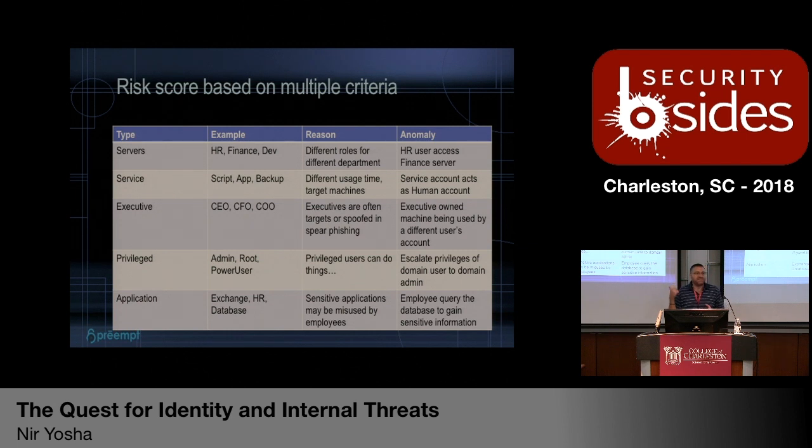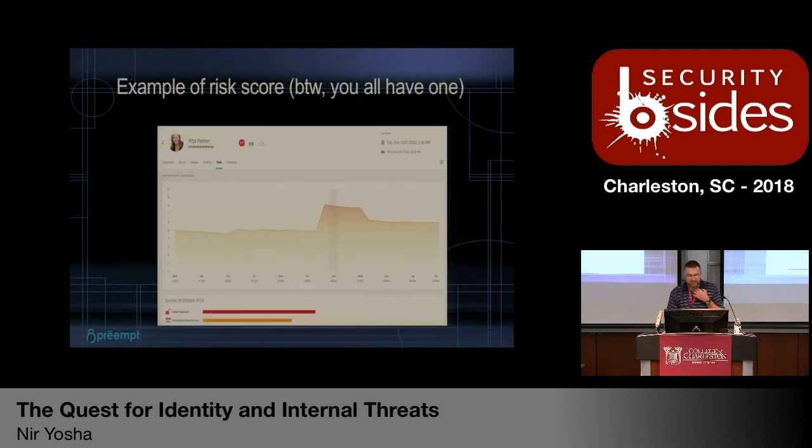So this is a table that I created that shows an example of what to look at when you create a risk score. So assets, right? Do you have access to the crown jewels, to the credit card servers? Do you have services that are critical under your belt? Do you have executives that you are having access to? Which applications you're logging into? And then there's the baseline activities, like how often do you log in to that? Where do you log in from geographically, et cetera, et cetera.